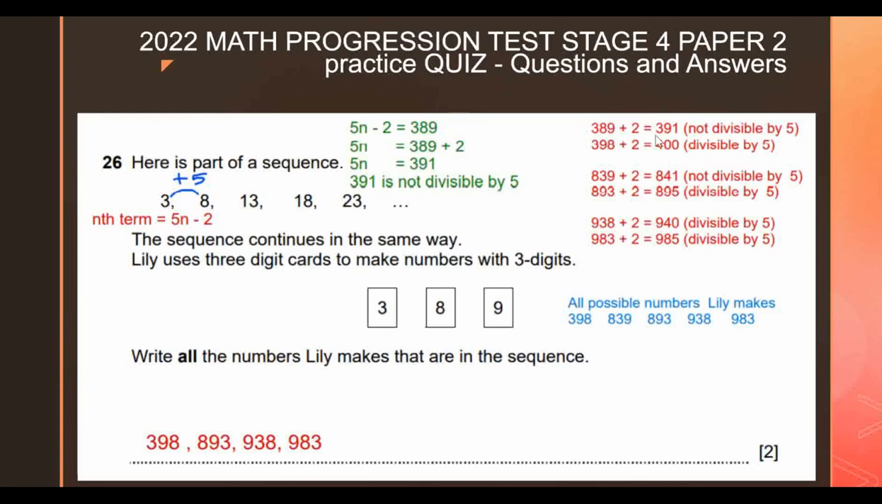Now let's try 398. Plus 2 will be 400. 400 is divisible by 5. So 398 is part of the sequence. Put that as the answer.